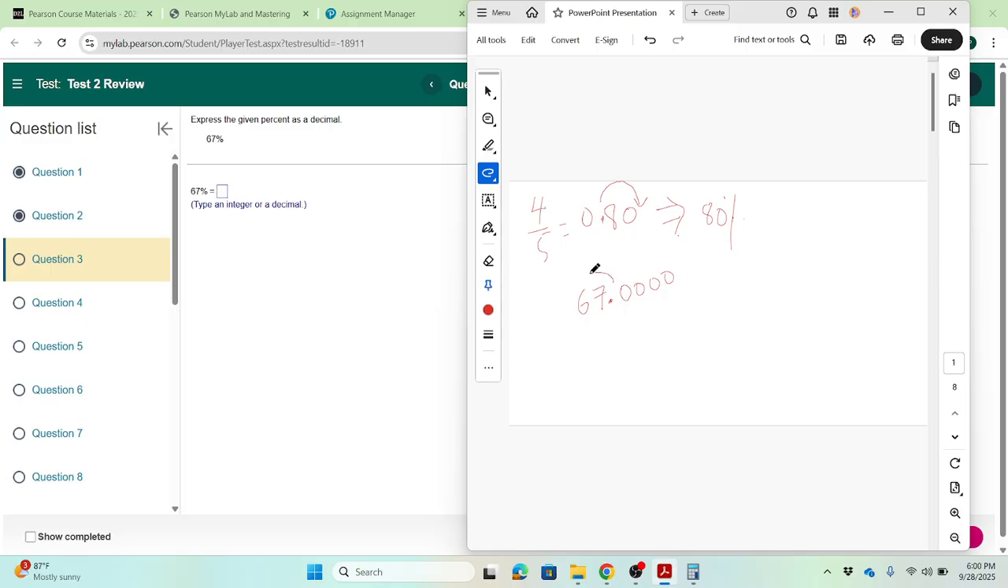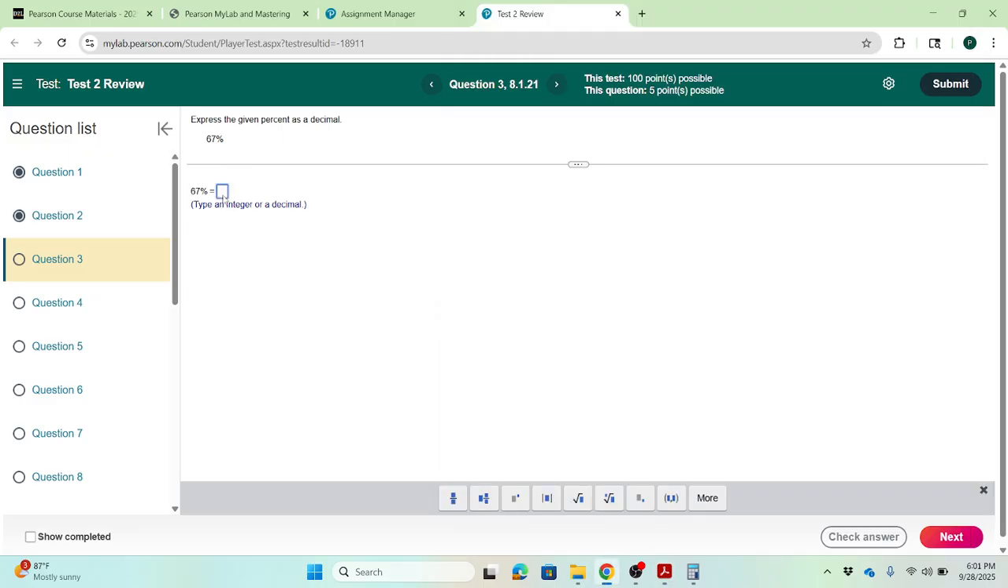Move this decimal to the left this time, 2 places, 2 digits to the left. So if you do that, this decimal goes here. That's one way. Or just use your calculator and divide 67 by 100. That also gives you the same answer. In this case, it's 0.67.